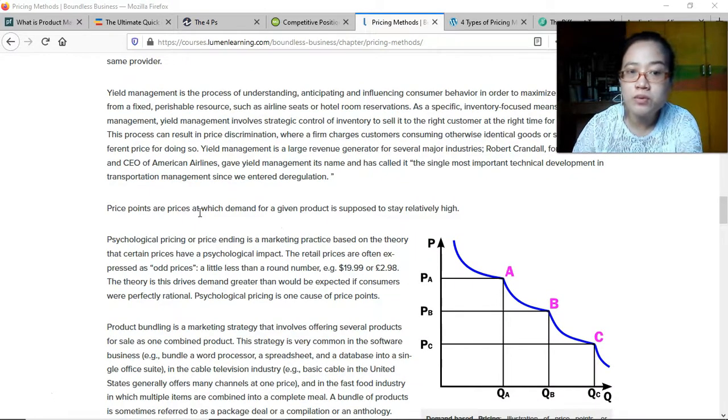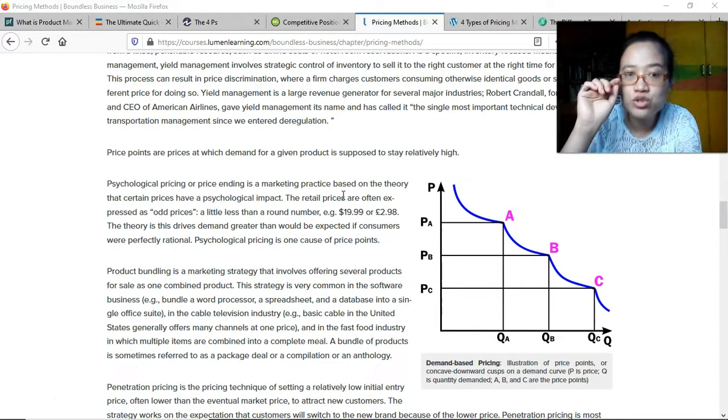Okay. Price points are prices at which demand for a given product is supposed to stay relatively high. Psychological pricing or price ending is a marketing practice based on the theory that certain prices have a psychological impact. Retail prices are often expressed as odd prices, a little less than a round number: 9.99, 19.99, 2.98, okay, things like that. The theory is this drives demand greater than would be expected if consumers were perfectly rational. Psychological pricing is one cause of price points. Okay? That's why they are not whole numbers. Not a clean 100 pesos or 300. It has to be 99, 299.